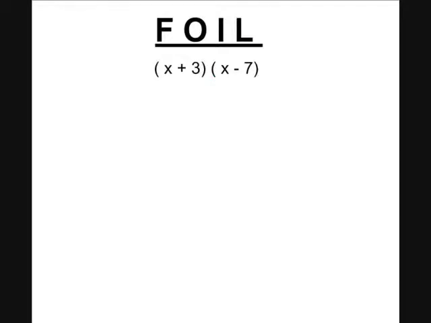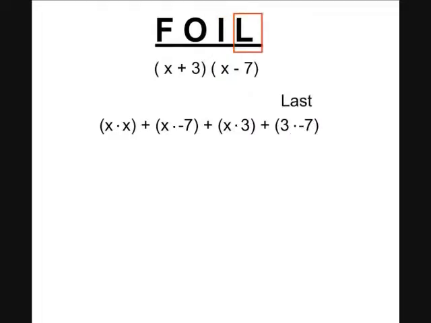Here we have the quantity x plus 3 times the quantity x minus 7. So we go F, or first, to get x times x, plus the outside, or x times a negative 7. And here, values are important. Then we'll do the inside, or x times 3, and then L for last, 3 times a negative 7. So here we have done our FOIL expansion.